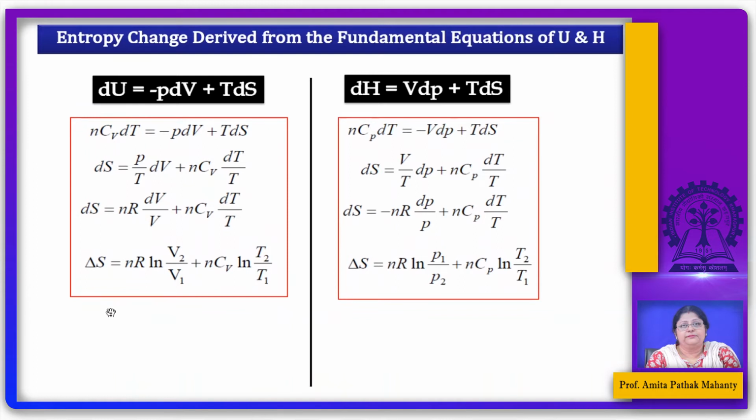Have a look at this. If you have this equation and you write it in terms of CV, then the internal energy, which is one of the fundamental equations we have just derived, you replace this by nCV dT, that is the internal energy change, and leave the rest as it is, and divide throughout by T. What do you get?